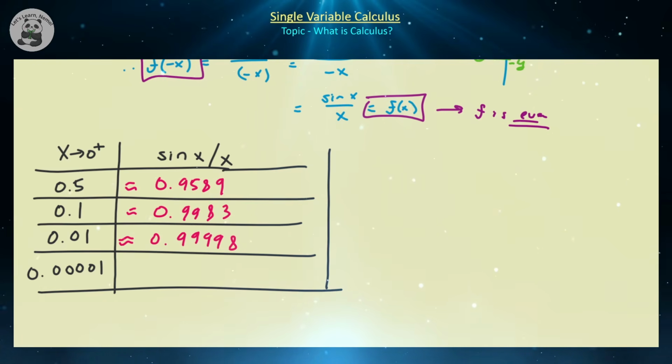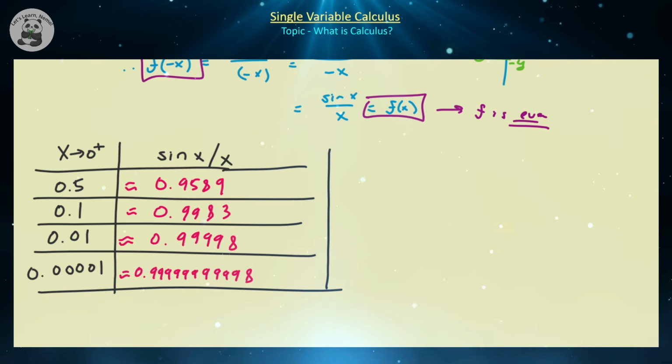So let's obviously do the last one and see what's going on here. If we plug 0.00001 into sine x over x, we're going to get 0.999999999 followed by an 8. Right? So obviously it appears to be getting closer and closer to 1. So let's write this down.